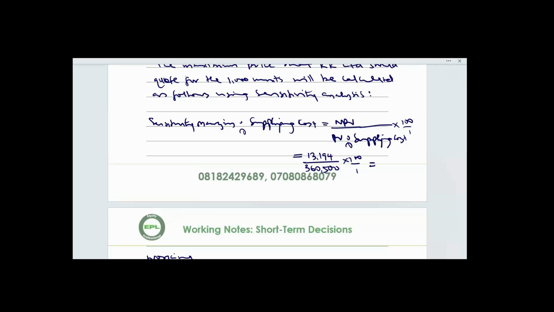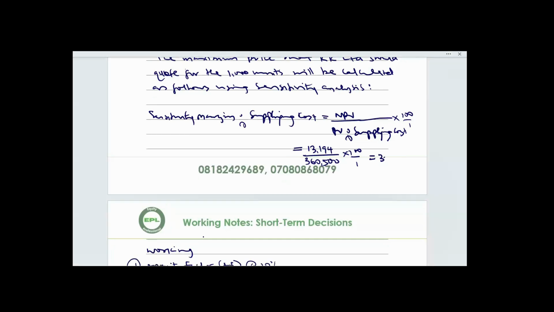So what do you have there? 13,194 divided by 360,500. Let me use my calculator. I don't know if we are still together. 13,194 divided by 360,500 multiplied by 100%. That's 3.66%.